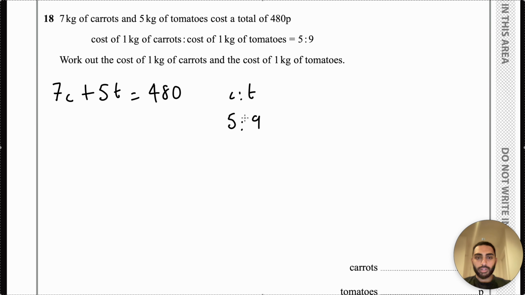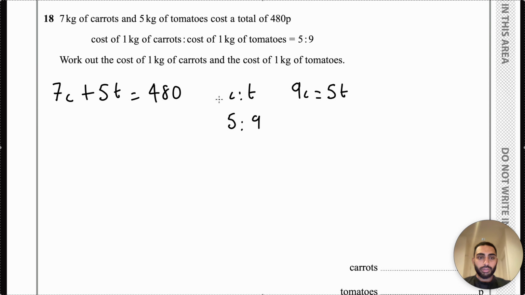Could we translate this into an equation? So I can cross multiply. So I've got 9c is equal to 5t. You might spot something here. You've got this 5t here and you've got this 5t here, so it might be helpful for later on. Work out the cost of 1 kilo of carrots and the cost of 1 kilo of tomatoes.